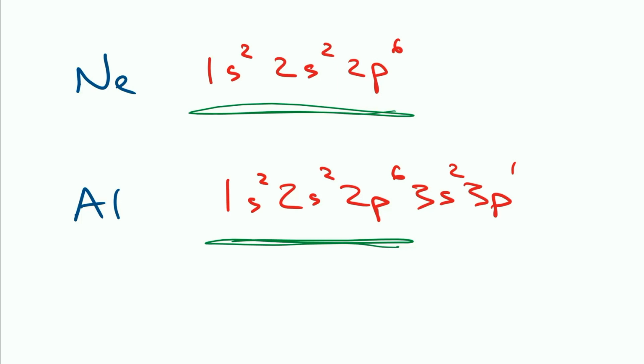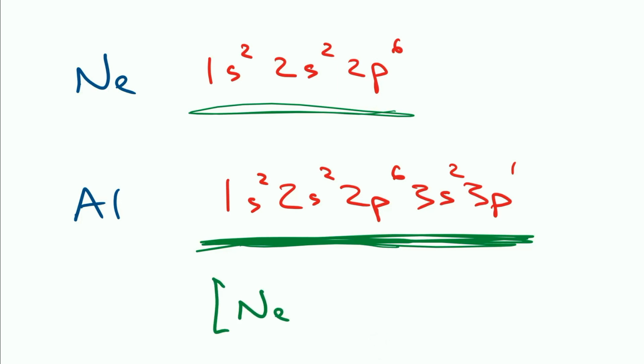Okay, so this long version for aluminium is absolutely correct, but what we can do is also write the electron configuration for aluminium. We can say, well, you know what? It's the same as neon, so square brackets around the symbol for neon, and then it's got a little bit extra, and we only need to write now this little bit extra, 3s2, 3p1. Okay, so there's a bit of a shorthand there, right?